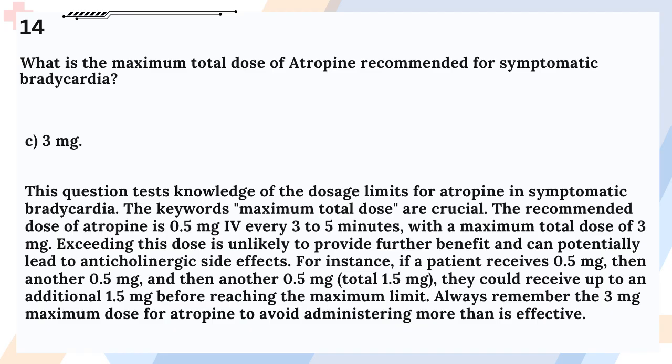For instance, if a patient receives 0.5 mg, then another 0.5 mg, and then another 0.5 mg, total 1.5 mg, they could receive up to an additional 1.5 mg before reaching the maximum limit. Always remember the 3 mg maximum dose for atropine to avoid administering more than is effective.